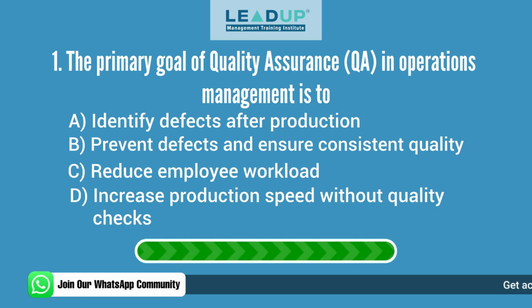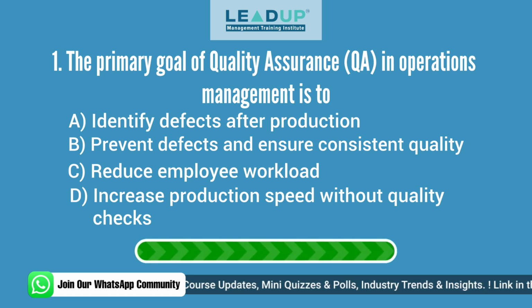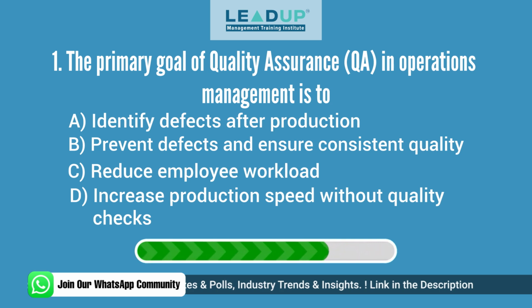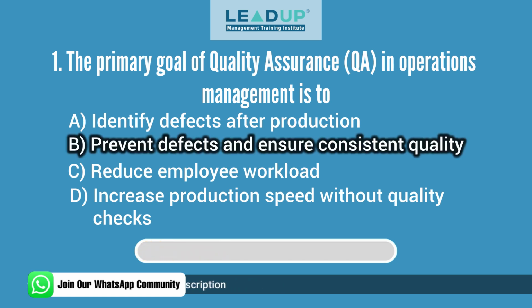Question 1. The primary goal of quality assurance (QA) in operations management is to A. Identify defects after production, B. Prevent defects and ensure consistent quality, C. Reduce employee workload, and D. Increase production speed without quality checks. The answer is prevent defects and ensure consistent quality.